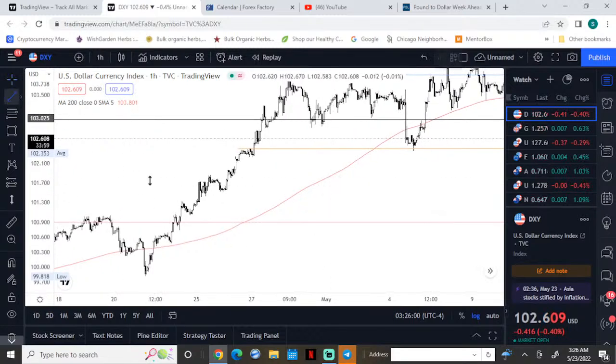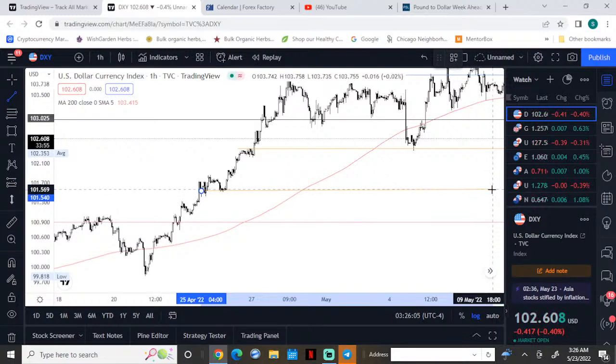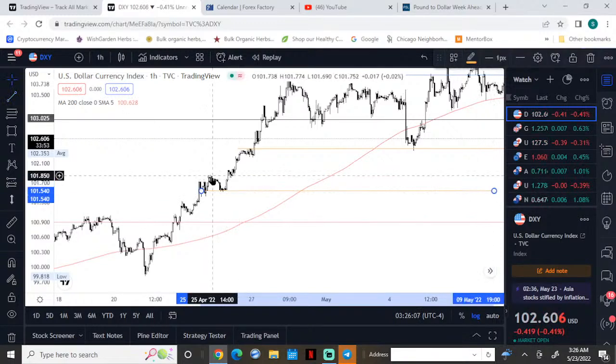I'm gonna mark it below. And then we'll see what happens when it gets there, where it reacts, whether it reacts here or here.